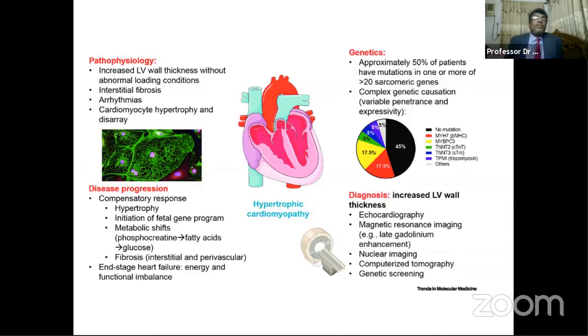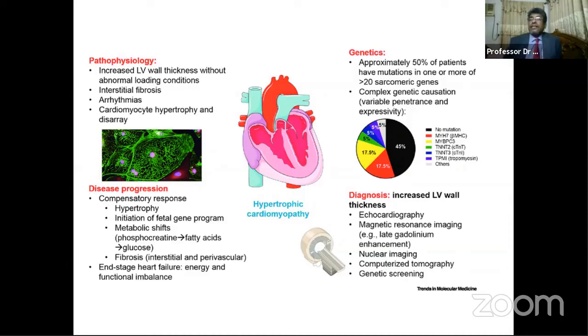That may lead to the development of interstitial fibrosis, which is always a precursor of arrhythmia and the nidus for developing arrhythmia. There may also be cardiomyocyte hypertrophy and disarray of the cardiac myocyte arrangement. So this is the pathology and pathophysiology of a patient having hypertrophic cardiomyopathy.